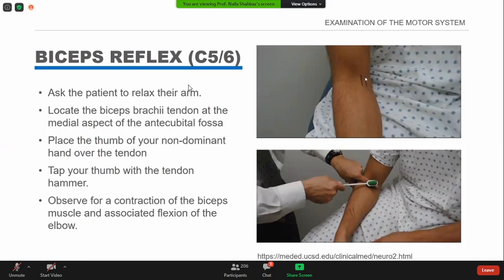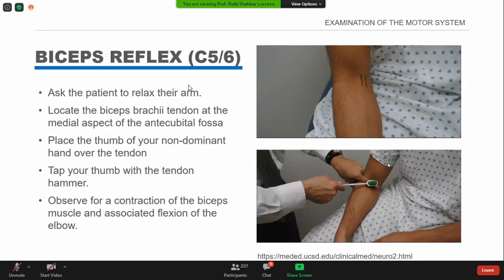So here are marks where to check for the biceps reflex. You place your finger here. You palpate for the biceps tendon here. Locate the biceps tendon, place your thumb and tap your thumb with the tendon hammer. You do not directly tap. There are certain places where you do not directly tap the tendon. Place your thumb, feel the tightness of the tendon, and then what do you look for? You look for contraction of the biceps muscle. If the biceps muscle contracts, what happens? The arm flexes. So you look for flexion of the arm and contraction of the biceps muscle.